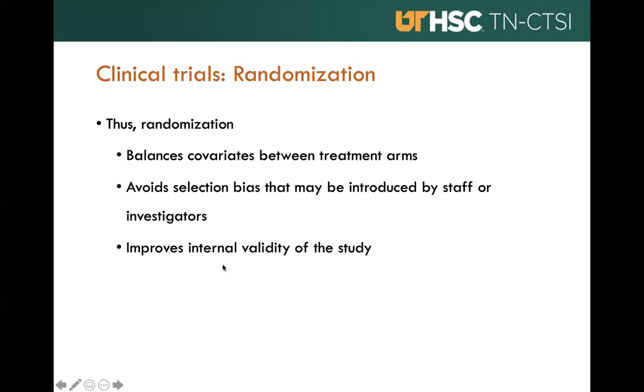Randomization also improves internal validity of the study. And by internal validity, we mean the absence of bias and confounding and all sorts of factors that might distort the relationship between the treatment and the outcome of the intervention, the outcome of the clinical trial. So a study has to have internal validity so that the conclusion can be accepted by the scientific community.